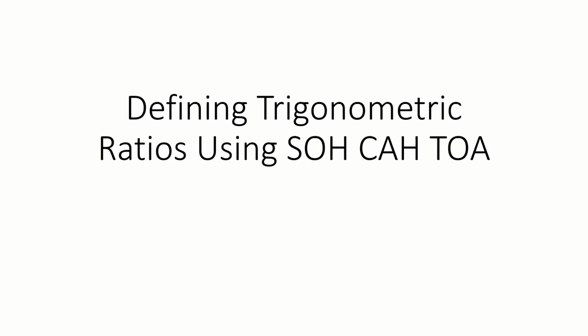In this tutorial, we're going to be looking at how you can use the SOHCAHTOA method to get the basic trigonometric ratios, which are the sine, the cosine, and the tangent. We're going to be looking at how the SOHCAHTOA method was derived and how it can be used. So let's get started.